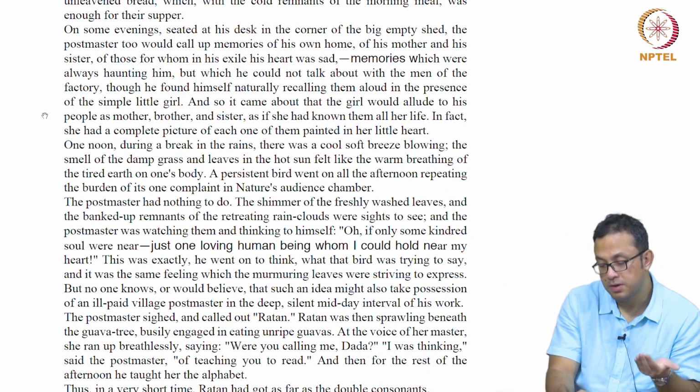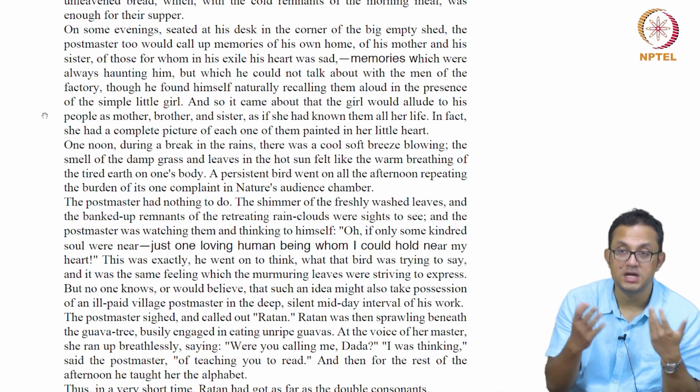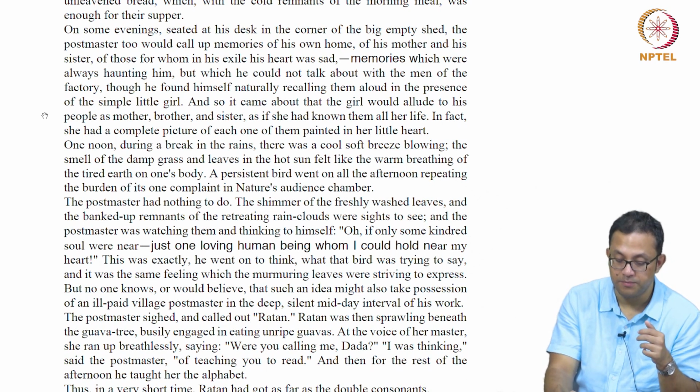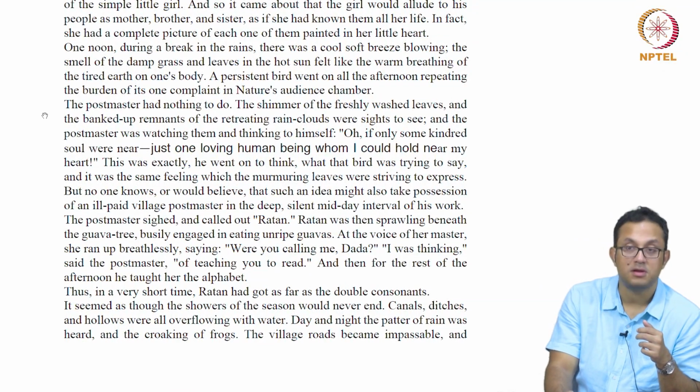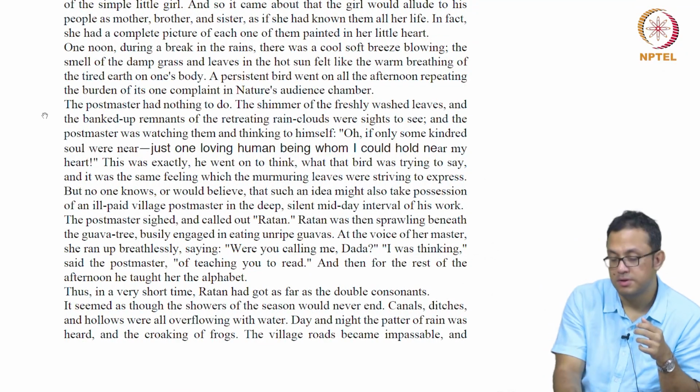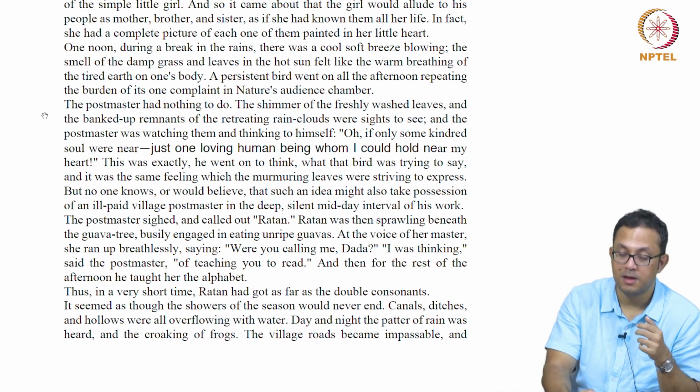And then, she's told that the Postmaster wishes to teach her how to read, so they'll start with the alphabets. Thus, in a very short time, Ratan had got as far as a double consonant, so she could read compound consonants. So she was progressing, and obviously she was very quick-witted, a very clever and keen student of the Postmaster.